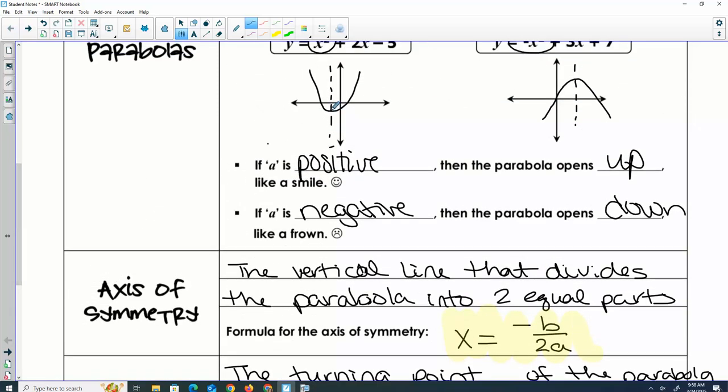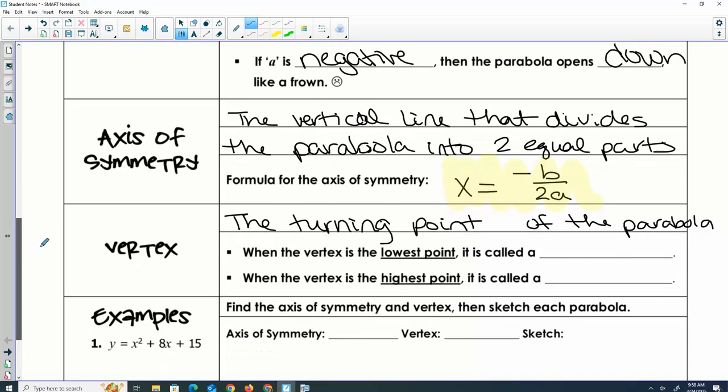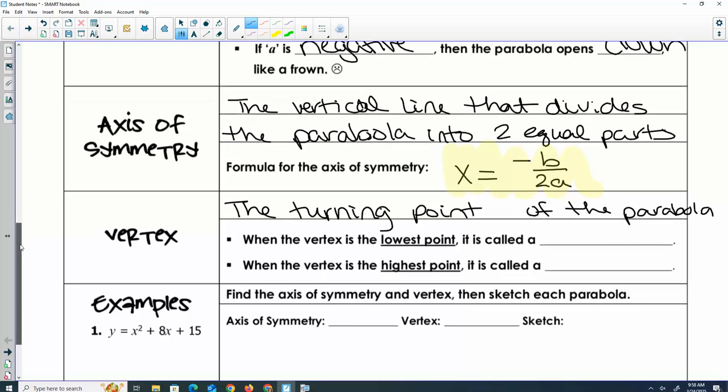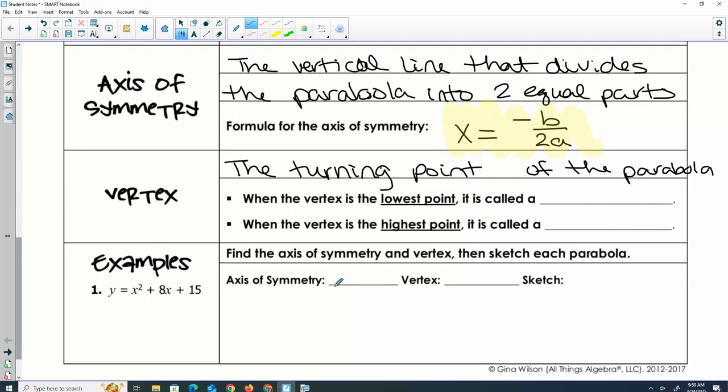So it's like this point right here. That's a vertex. When you change direction, you're either going down and switching to going up, or you were going up and you switched to going down. When that vertex is a lowest point, we call it a minimum. When it is at the highest point, we call that a maximum.